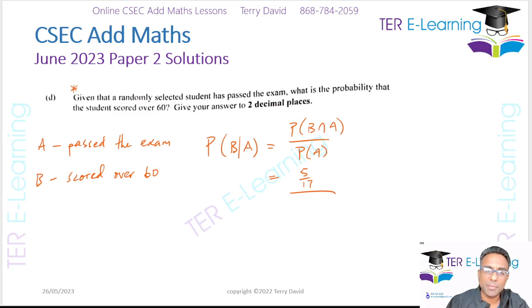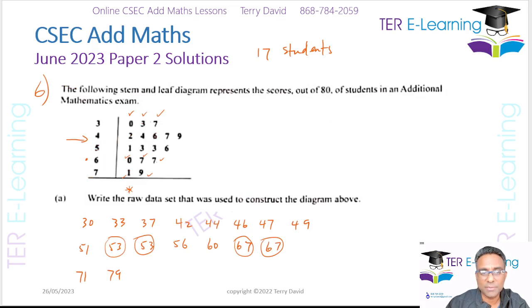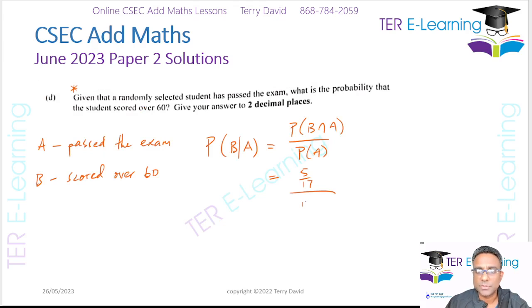This is divided by the probability of A, the probability that the person passed the exam. So we're not concerned about whether it's more than 60 or not. Remember, to pass, you need 40 or more. So 40 or more will be from this score here, 42. So this is 1, 2, 3, 4, 5, 6, 7, 8, 9, 10, 11, 12, 13, 14. So that's 14 out of 17, so this here is 14 over 17.